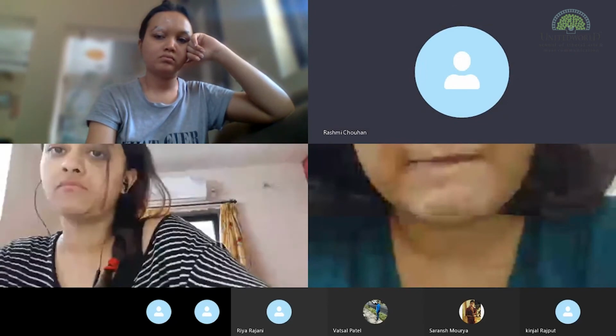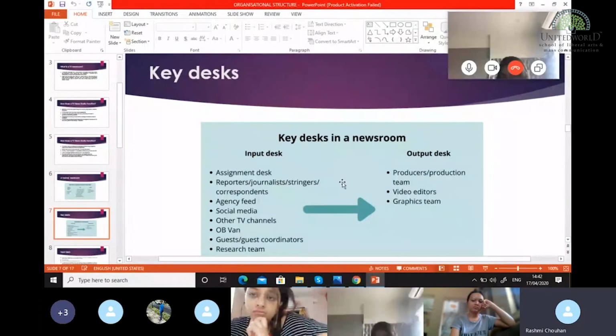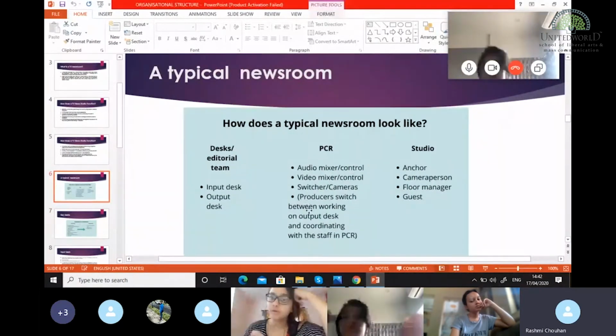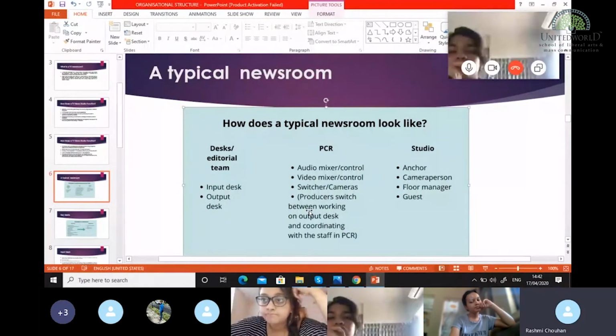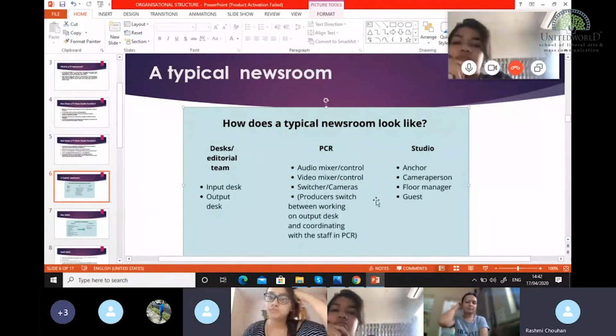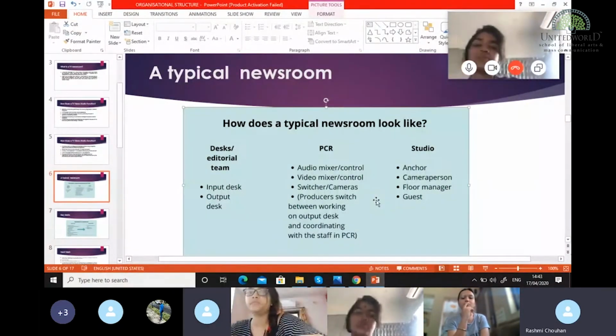Let's look at this slide, a typical newsroom. I'll zoom it. Can you see this chart? Yes. Right. Now see, these are the key components under which various verticals of a news channel or newsroom fall.